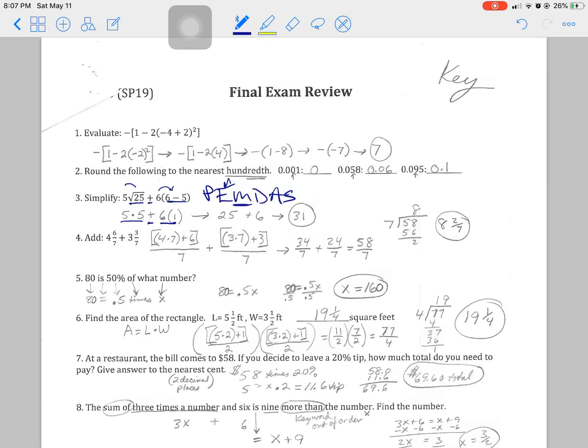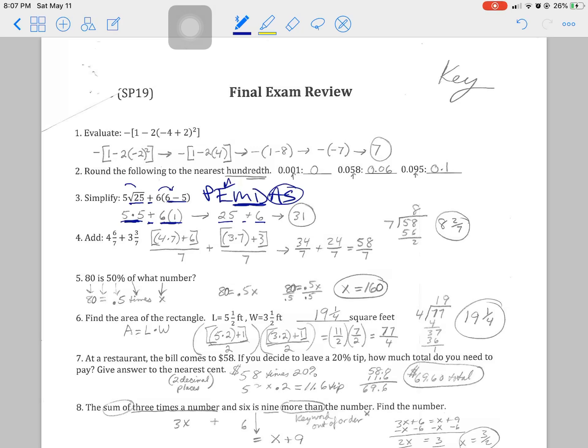And notice I'm bringing the plus sign down. So in PEMDAS, you always are multiplying and dividing before you add and subtract. So we bring that addition down. We're going to multiply next, though. 5 times 5 is 25. 6 times 1 is 6. Put that plus over. And then 25 plus 6 is 31.